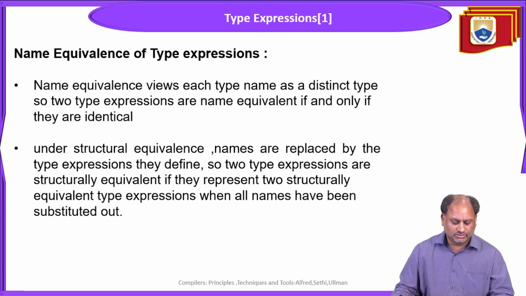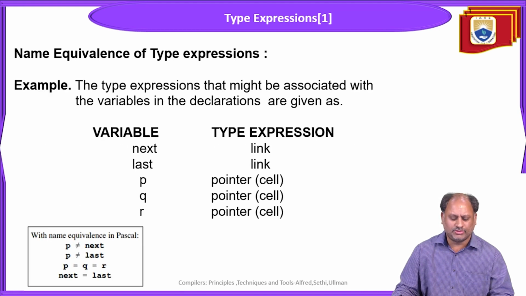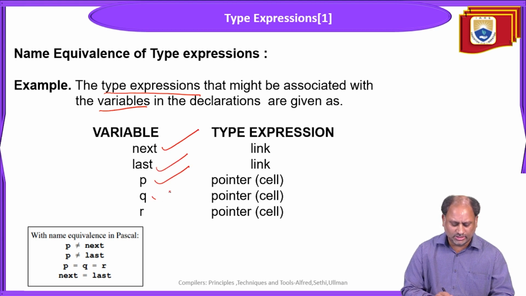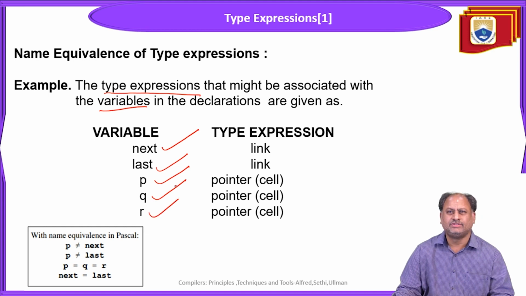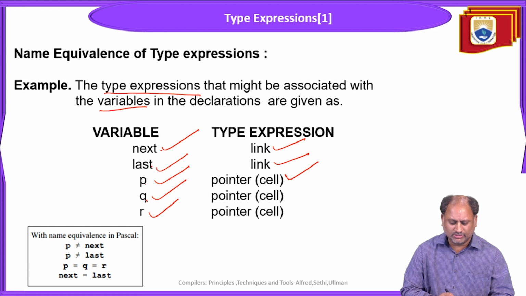Here, name equivalence can be verified with an example. We have taken one example. What is the type expression that might be associated with the variables in the given declarations? Here next is one variable, last is one variable, P is one variable, Q is one variable, R is another variable. What is the type expression for next? Link. For last, link. And what is the type expression for variable P? It is a pointer of cell. What is the type expression for Q? Pointer of cell.